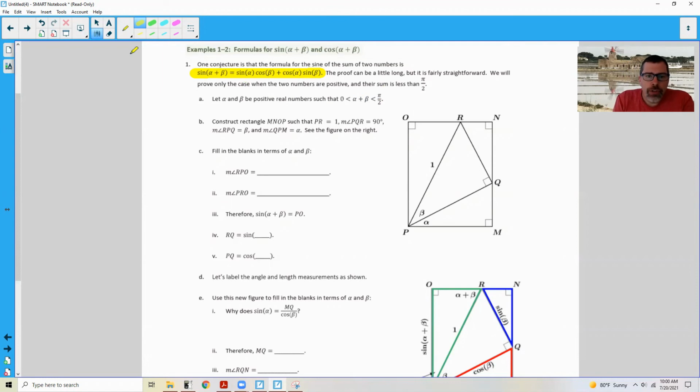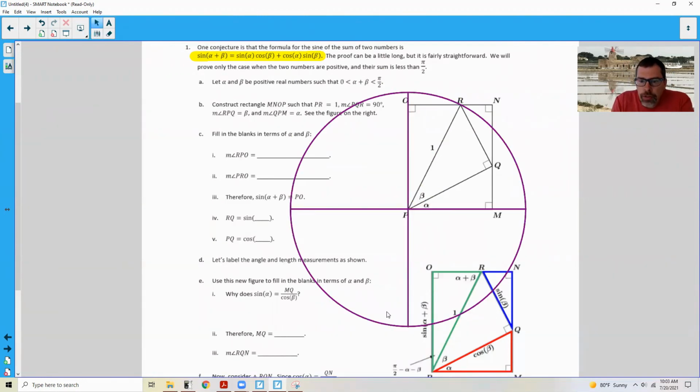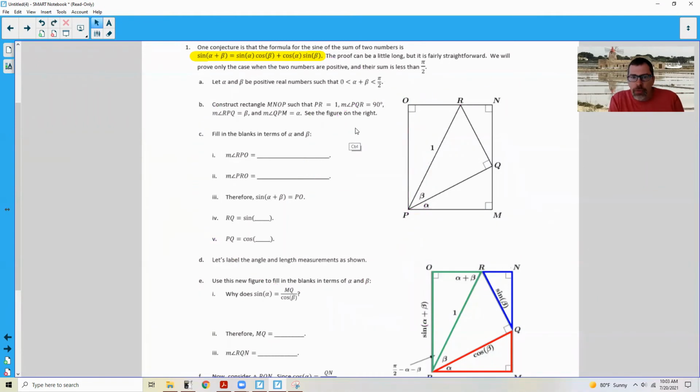Okay, so now it says to construct rectangle MNOP. So here it is, MNOP. Here's the rectangle here, such that PR is 1. So picture our unit circle is what they're doing. And let me bring that in just real quick. Okay, so here's this unit circle, this purple circle here. Here would be our X and Y axes. This is the origin. This would be a radius of 1. So PR is 1. So therefore, P all the way out past M to this point here is 1. And P out past O to here is also 1. So we are in the first quadrant between 0 and pi over 2. So we're in that area. And that's what this proof is talking about. Okay, so I just wanted to point that out to you.